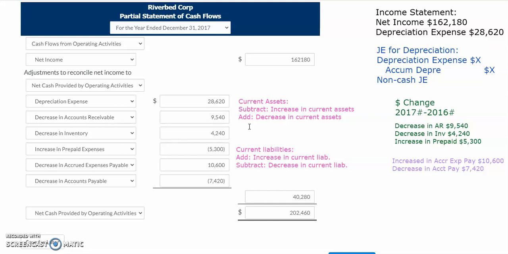You'll notice that your property, plant, and equipment and investments are not included in the operating activities because they're included in the investing activities. And for the current liabilities, you will typically see your accrued expenses payables and your accounts payable. Because the other items that you see in liabilities, such as a notes payable or a bonds payable, would belong in the financing activities section. And of course, equity would belong in the financing activities section.